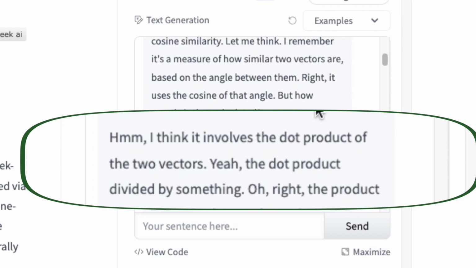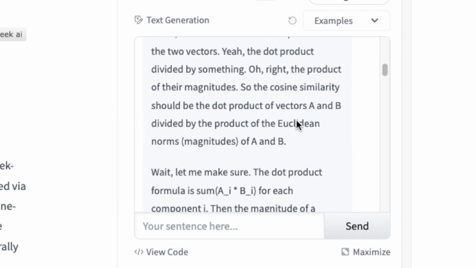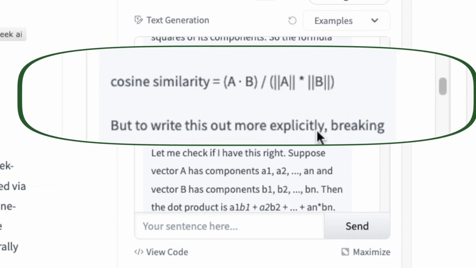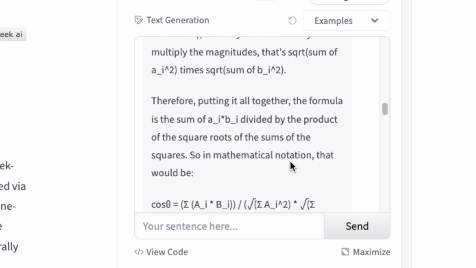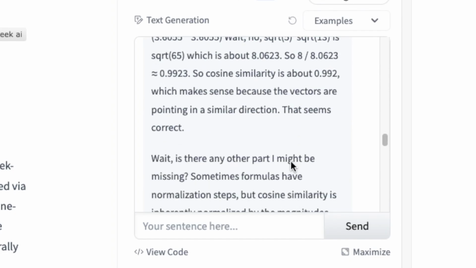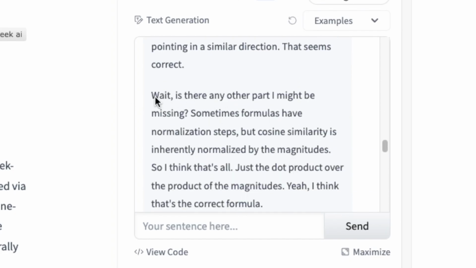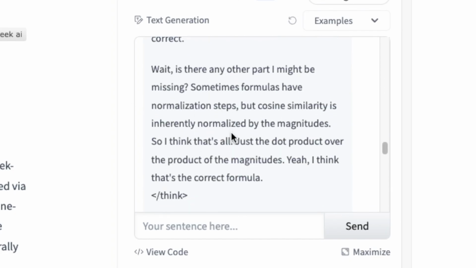Overall, the responses were correct. It eventually gave me the formula and provided explanations, but the response was, let's say, a little bit dramatic. I wasn't expecting the model to reflect on the question as though it were solving an existential problem. I mean, cosine similarity isn't the kind of topic that demands suspense.